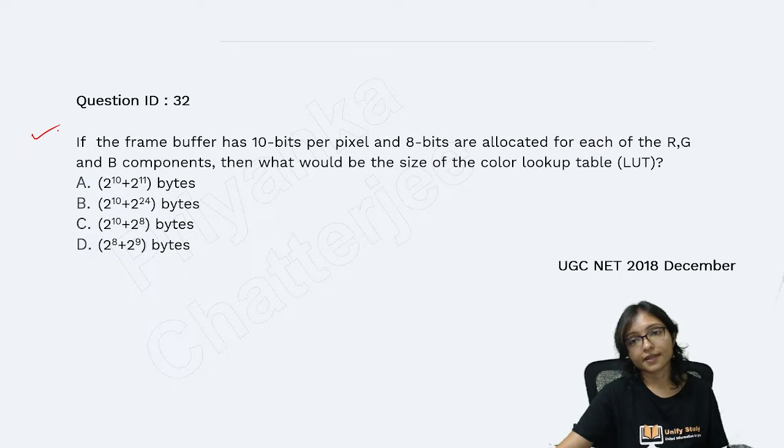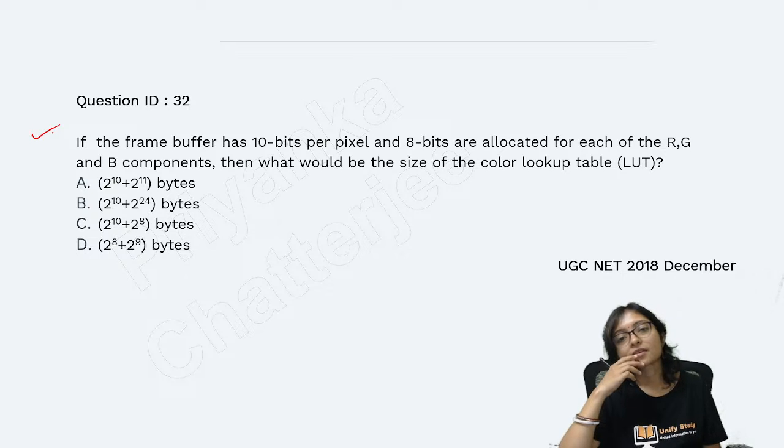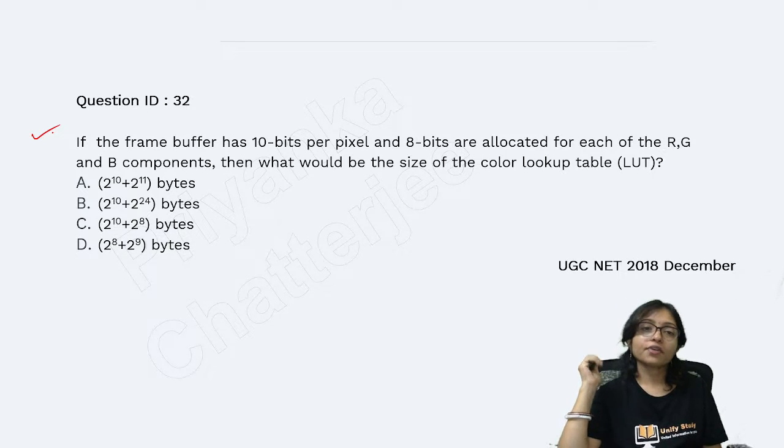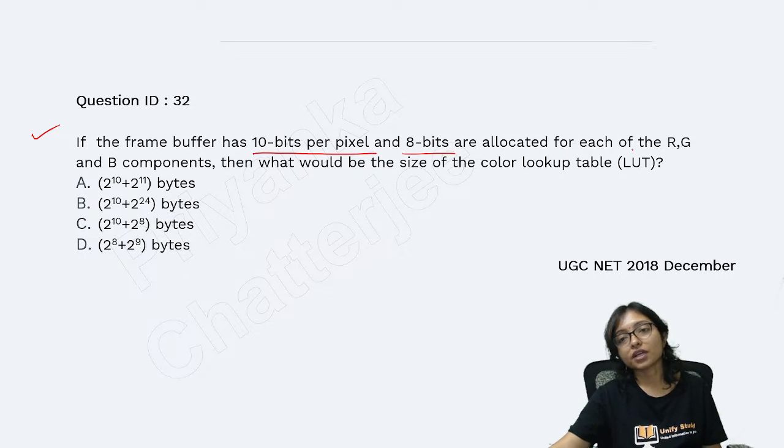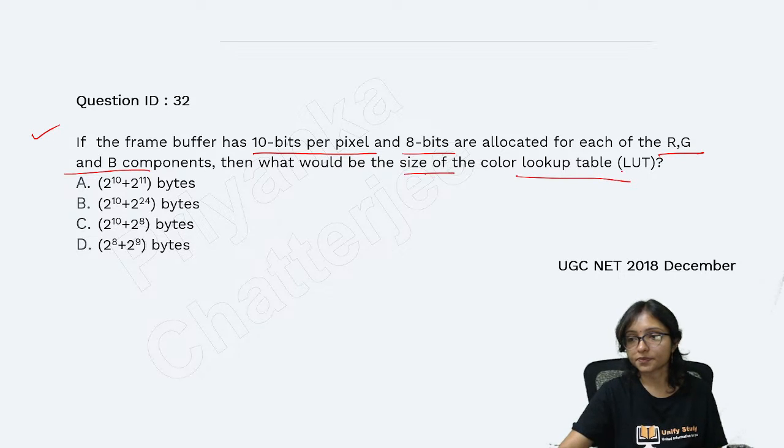Next one, do this one. If the frame buffer has a 10-bit pixel, with 8 bits allocated for each RGB, then what will be the size of the lookup table?